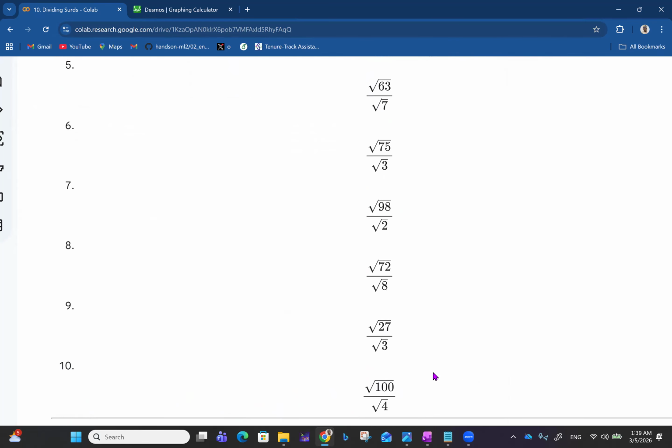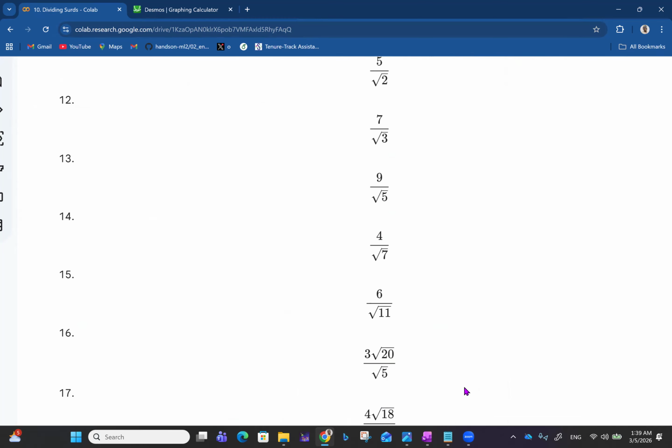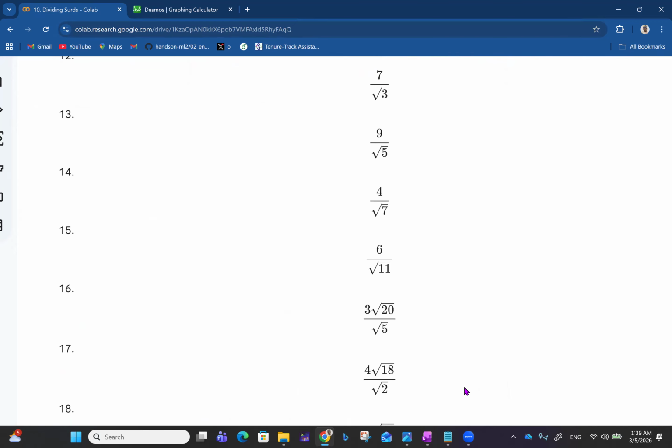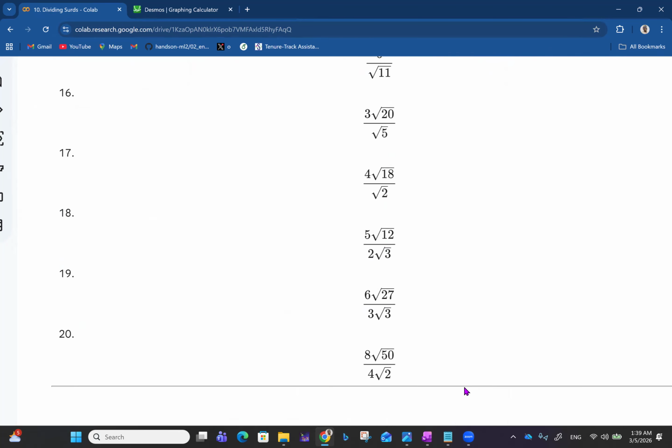Then 6 to 10 now. Root 75 over 3, we did that before. That is root 25, which is 5. Root 98 over 2, that's root 49, which is 7. Root 72 over 8, that's root 9, which is 3. Root 27 over root 3, that's root 27 over 3, which is root 9, and that is 3. Root 100 over 4, that's root 25, and that is 5. Okay, so all these ones are still easy to handle.